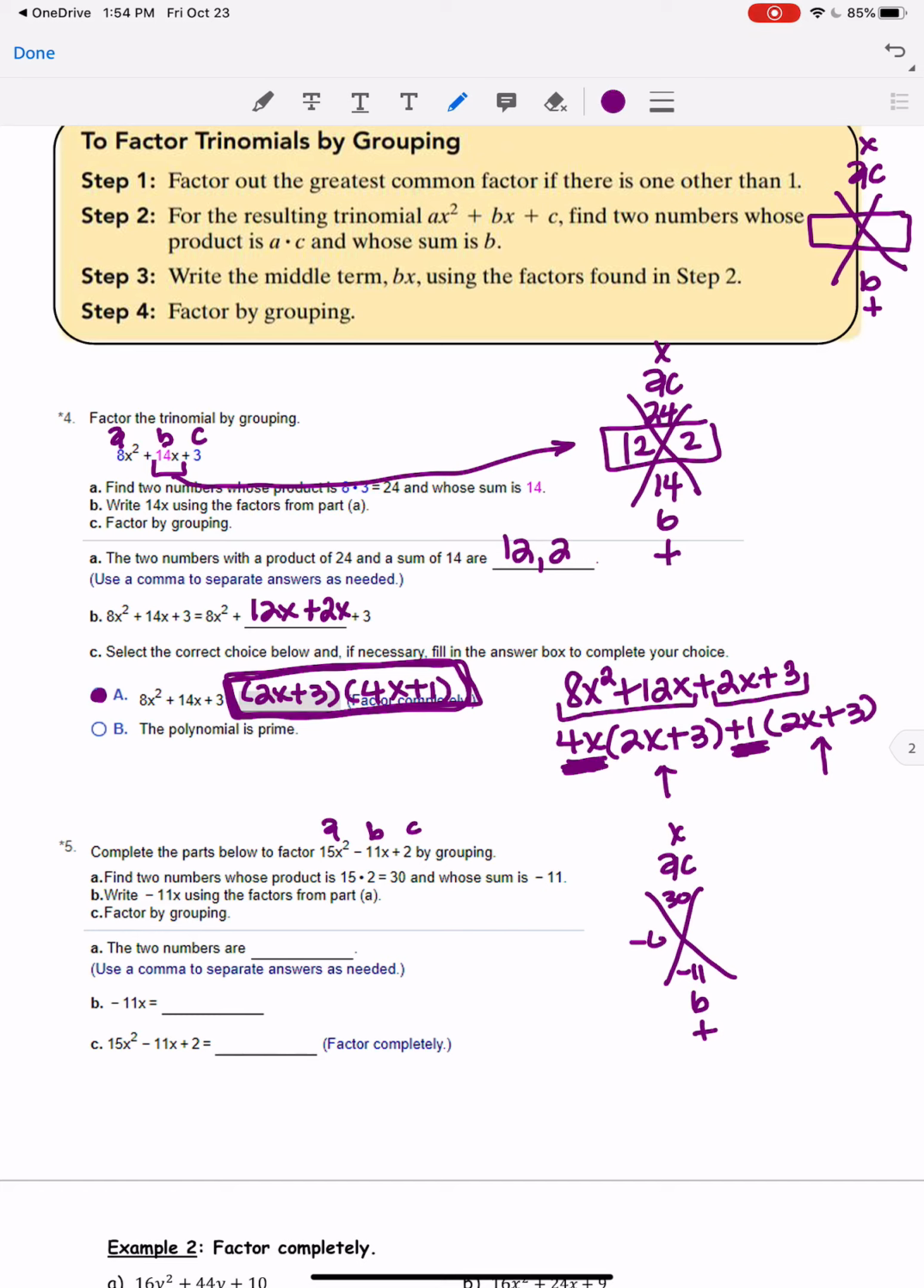It's going to be negative 6 and negative 5. Negative 6 times negative 5 gives me 30. When I add them together, we get negative 11. So that's what we're writing here.